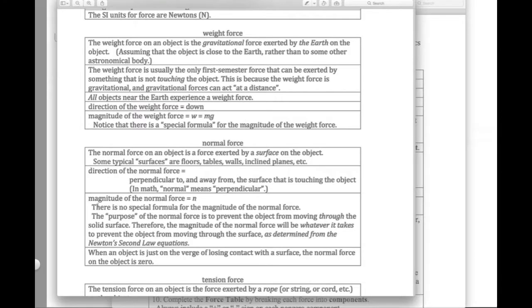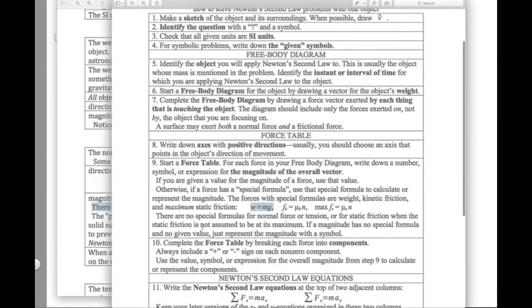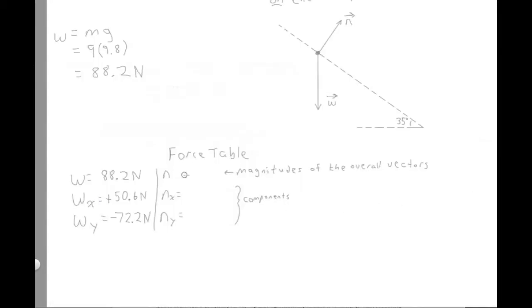So remember, there's no special formula for the magnitude of the normal force. When you're dealing with a force that has no special formula for its magnitude, we just represent that magnitude with a symbol. And that's what we did here.